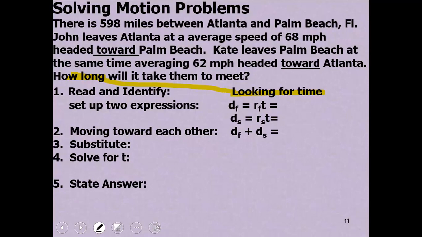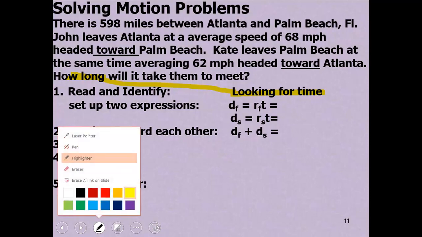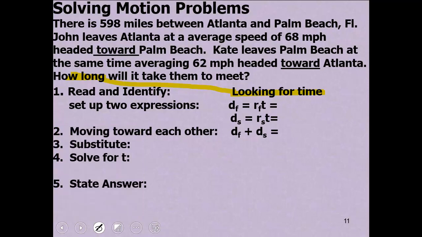We're going to start with the same two expressions. The distance traveled of my faster vehicle is going to be its rate times its time. My faster vehicle is 68 miles per hour, so I have 68T. My slower vehicle is going at 62 miles per hour, so 62 miles per hour times its time.